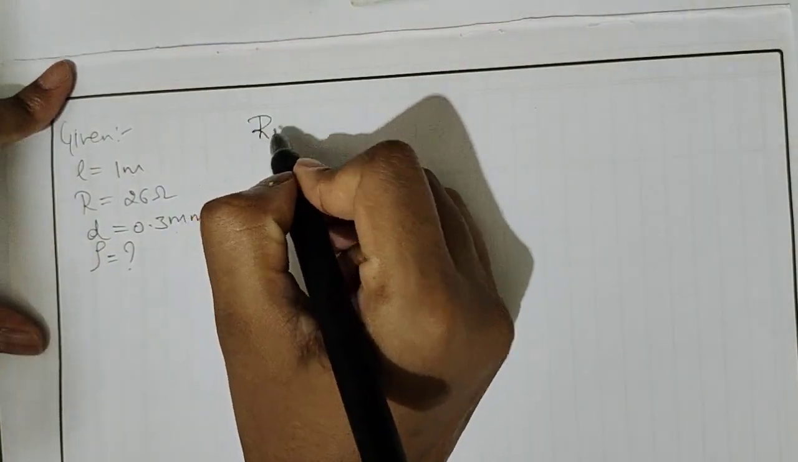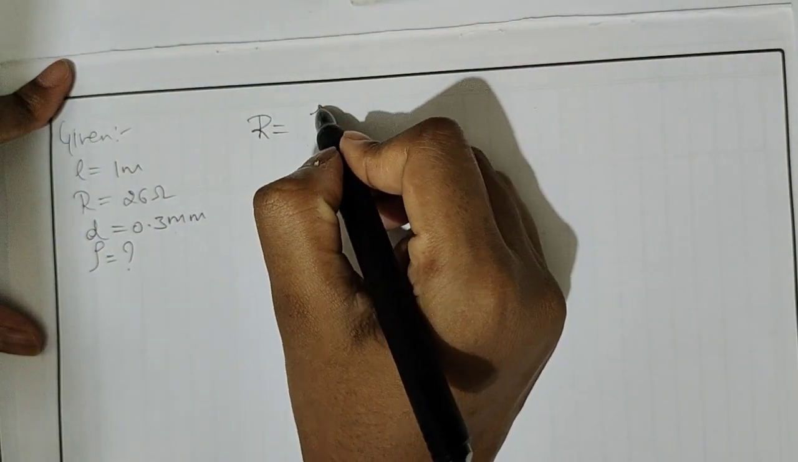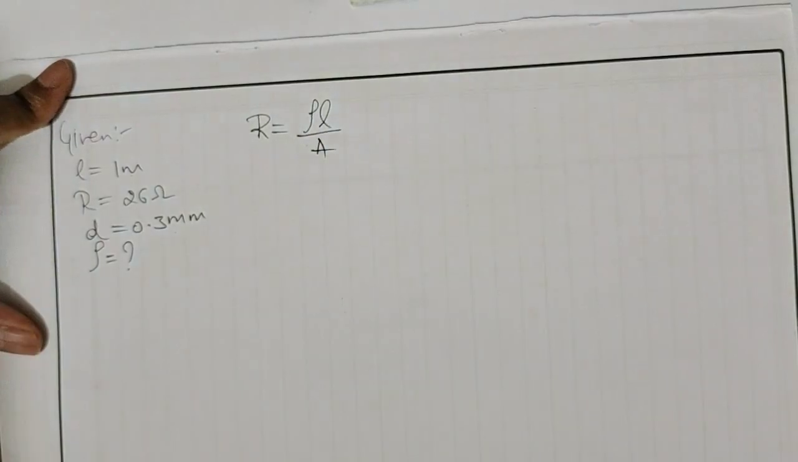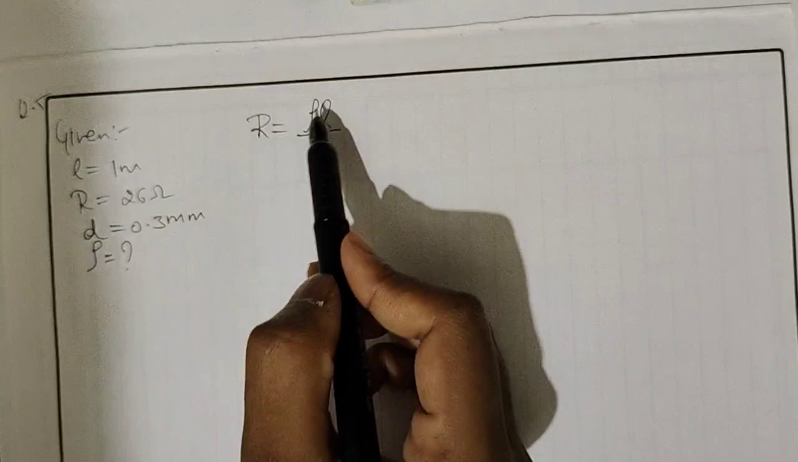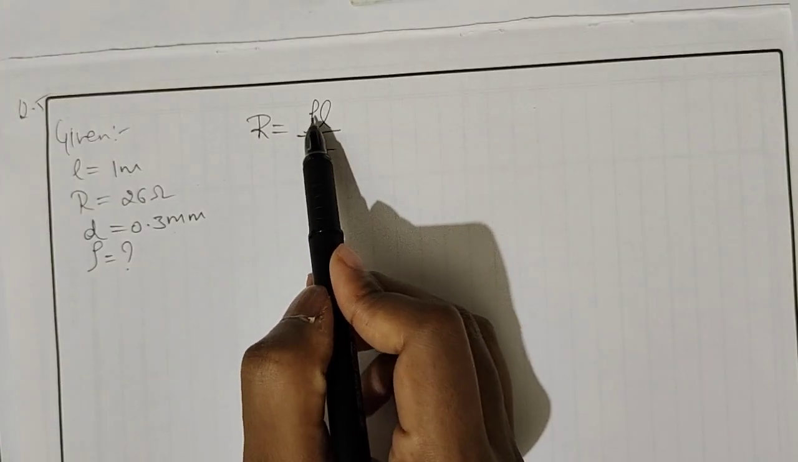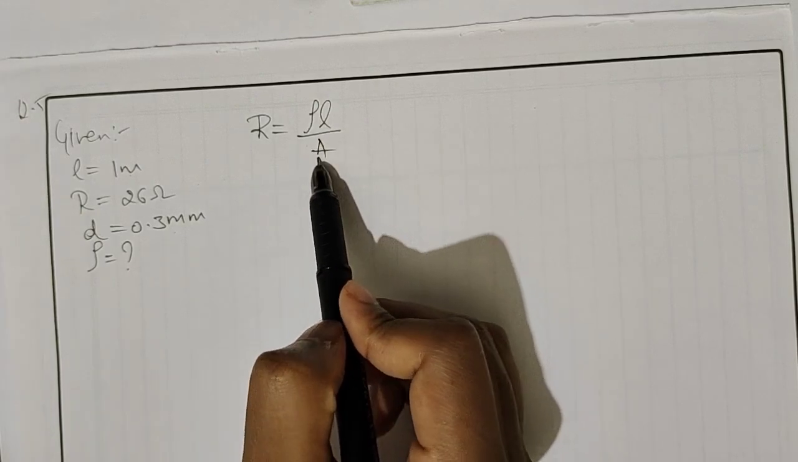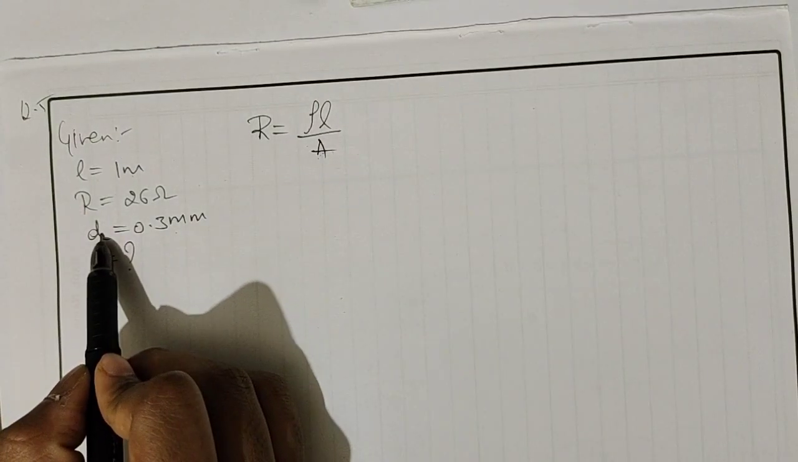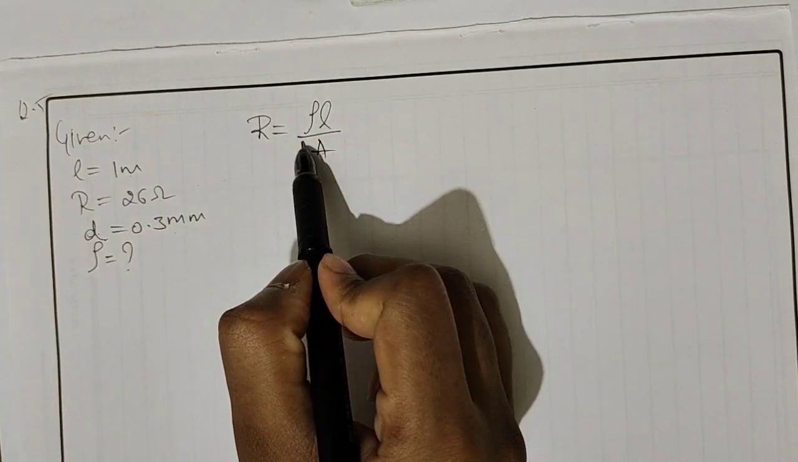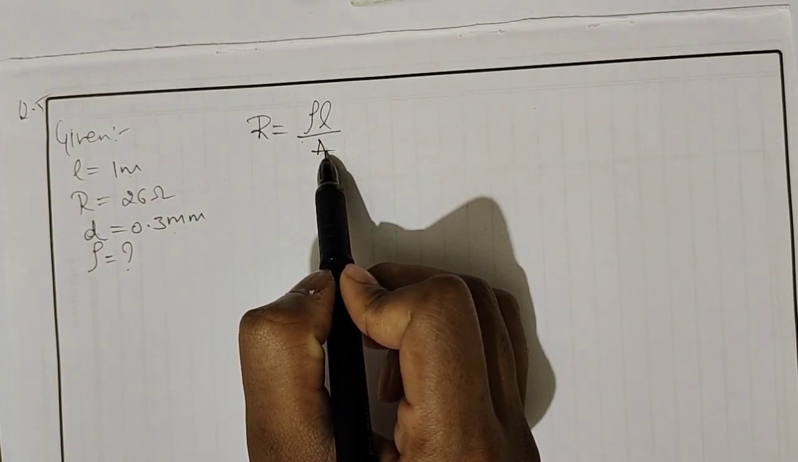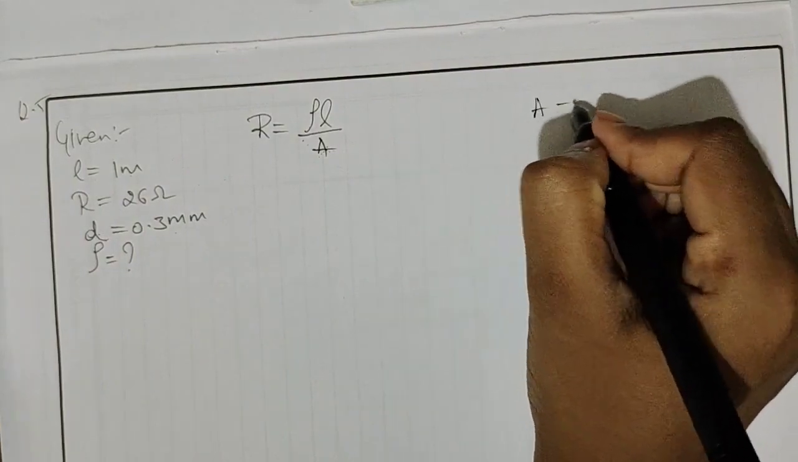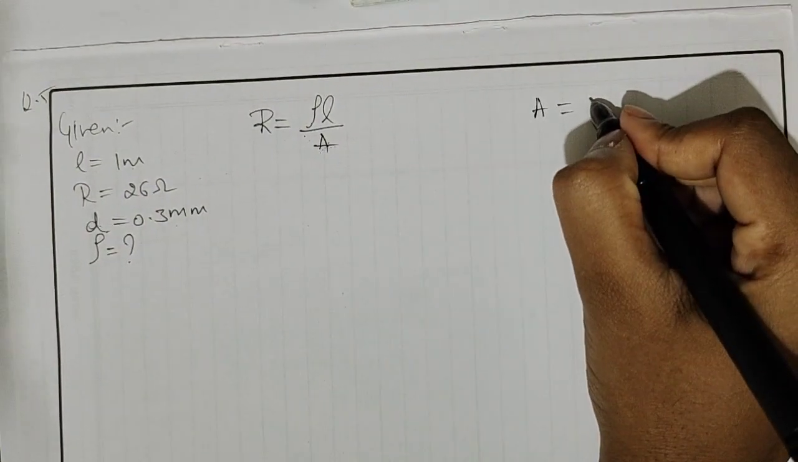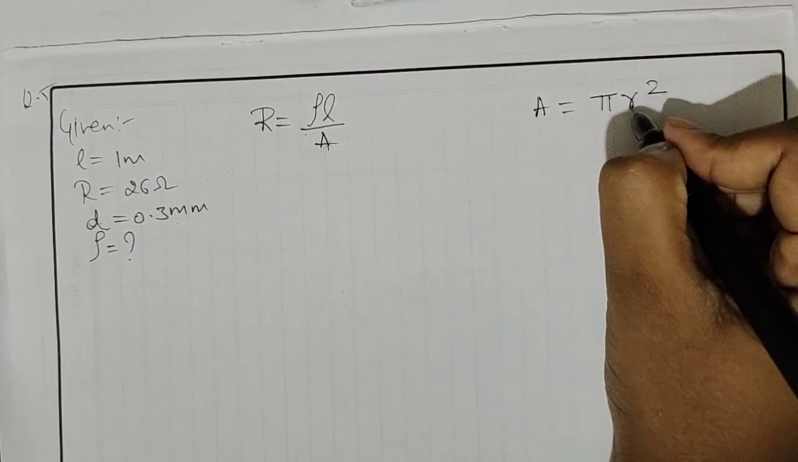So straight away we can write the formula. What is that? R equals rho L by A. Correct? Now, do we have diameter in our formula? We have L, we have R. We need to find out resistivity, that means rho. Here we have A. A is what? Area of cross section. But here they are given diameter. That means apart from this formula, we need to take one more formula that is related to A, area of cross section, which you already know. What is that? Pi R square.